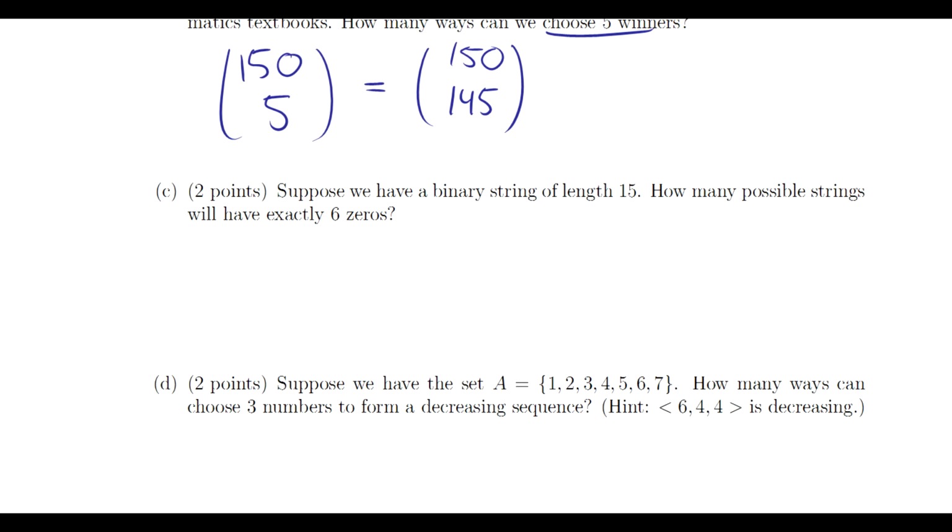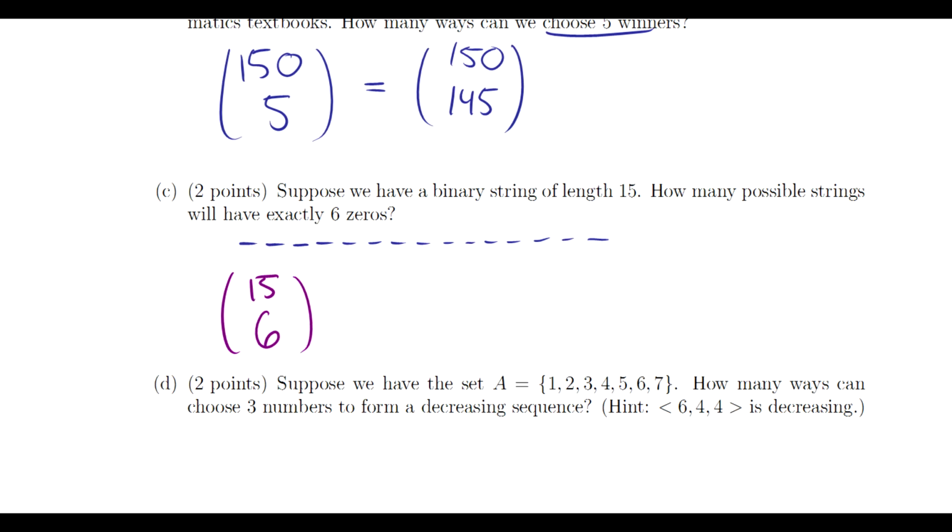It's not really harder, it's just a little bit different than something you might expect. So suppose we have a binary string of length 15. So 1, 2, 3, 4, 5, 6, 7, 8, 9, 10, 11, 12, 13, 14, 15. Okay, cool. How many possible strings will have exactly 6 zeros? So what that means is that we take the 15 positions and we choose 6 of them to have zeros.